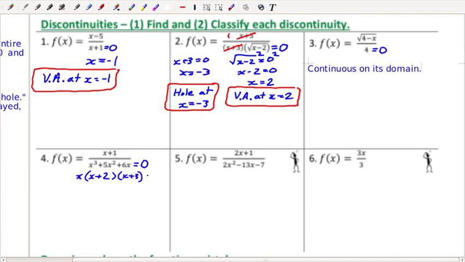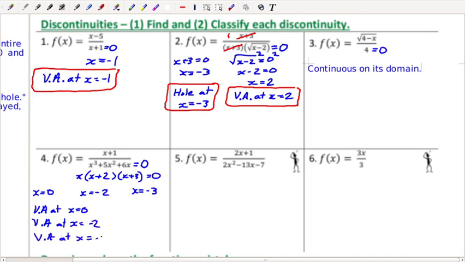And then again, each of these, set them equal to 0. So the first one gives me x equals 0. The second one gives me x equals negative 2, and the third one gives me x equals negative 3. Now, none of these are going to cancel top to bottom, so each and every one of these is a vertical asymptote. So I'm just going to write that vertical asymptote at x equals 0, vertical asymptote at x equals negative 2, and a vertical asymptote at x equals negative 3. And that's all I've got. Vertical asymptotes all the way.